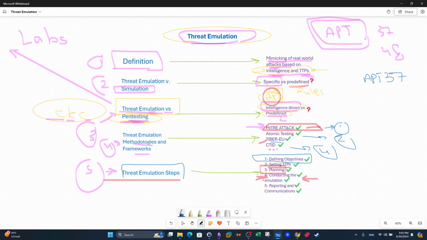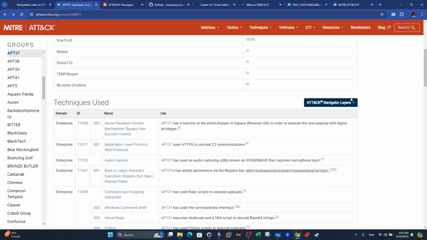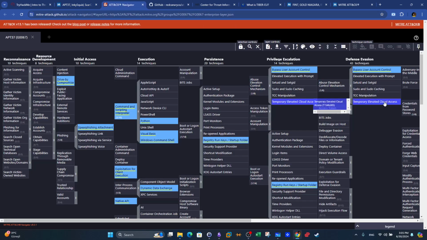Okay, now we set the objective. We set which group you want to emulate. The next thing is setting the TTPs, the tactics, techniques, and procedures. This is going to be easy because we have already chosen the group, or the groups. Next, we're going to scroll down, open in the navigator here, and choose what we want from these tactics.